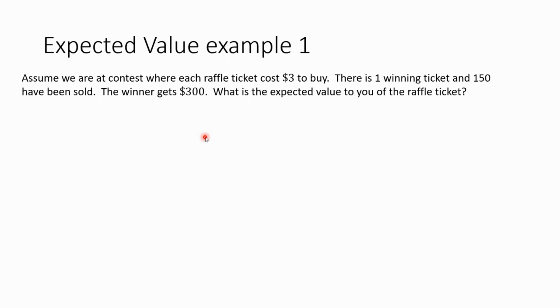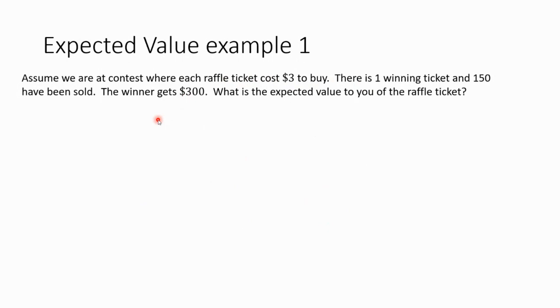So for instance, let's suppose we're at a contest, where each raffle ticket costs $3 to buy. There's one winning ticket and 150 tickets have been sold. The winner gets $300. What is the expected value to you of the raffle ticket? Okay, so what is the expected value here? Of course, we're assuming the raffle tickets are all equally likely to be chosen.